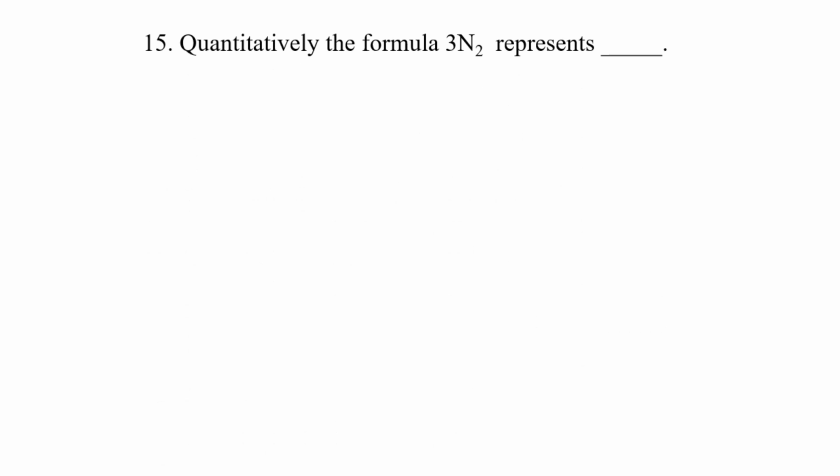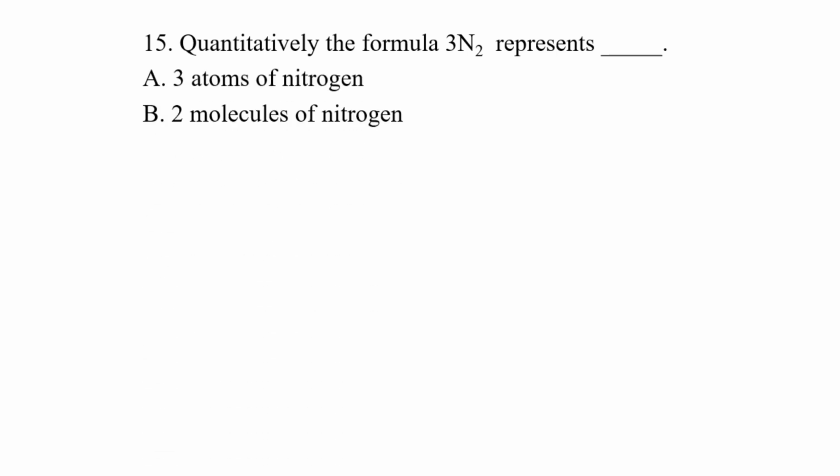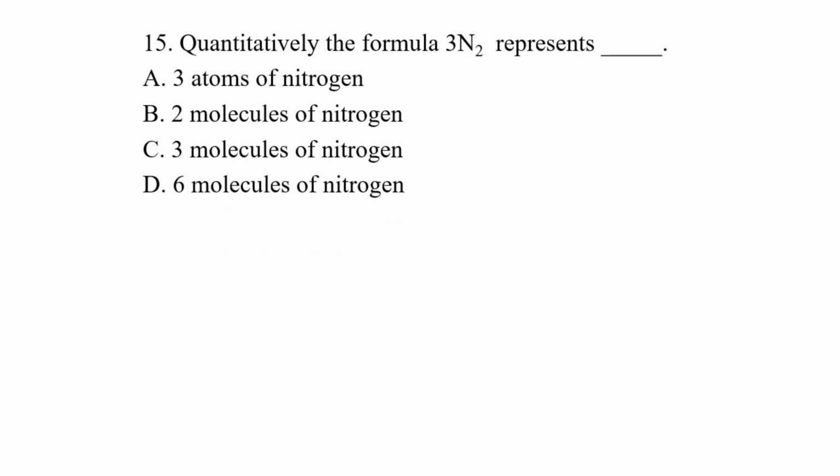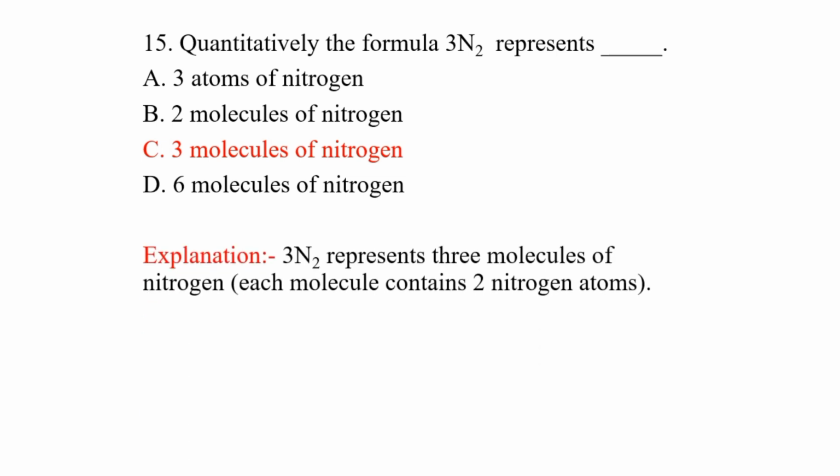Question number 15. Quantitatively, the formula 3N2 represents A. 3 atoms of nitrogen, B. 2 molecules of nitrogen, C. 3 molecules of nitrogen, D. 6 molecules of nitrogen. The answer is 3 molecules of nitrogen. 3N2 represents 3 molecules of nitrogen. Each molecule contains 2 nitrogen atoms.